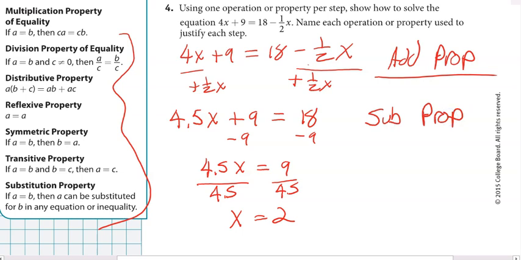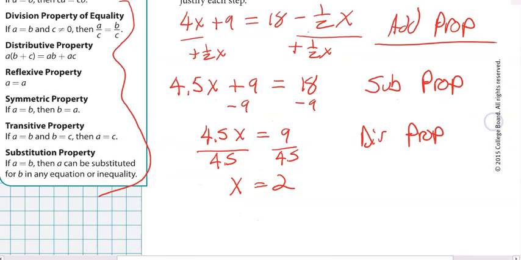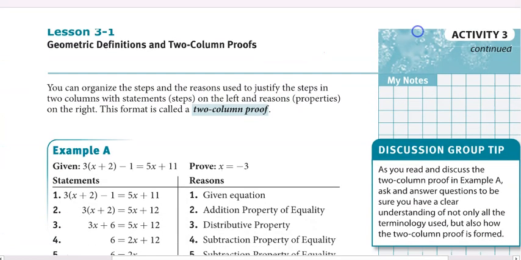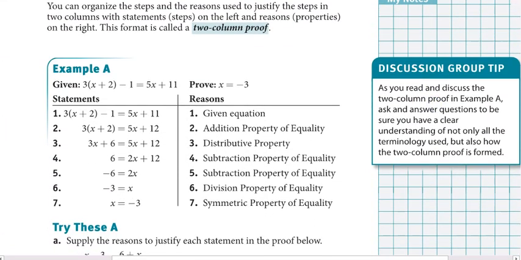To save time, I'm not going to put a property of equality on every single one of these. And then we divided something from both sides, so division property of equality. And after that, we were done. So this is justifying each one of our steps. We know that these are properties of equalities. Hopefully, when you first learned algebra, you learned that these were some of the properties that you could use to help you solve equations.